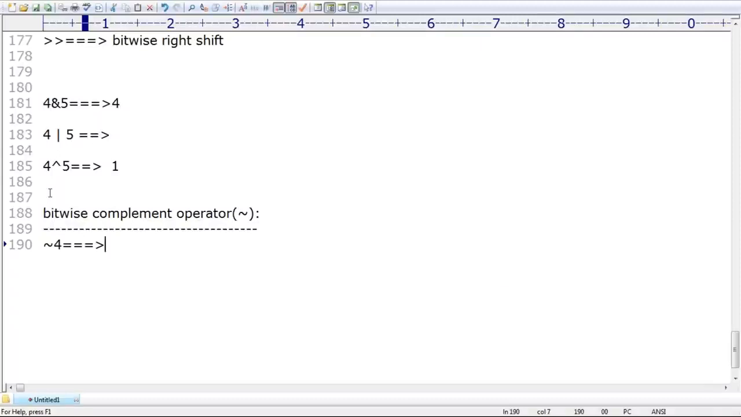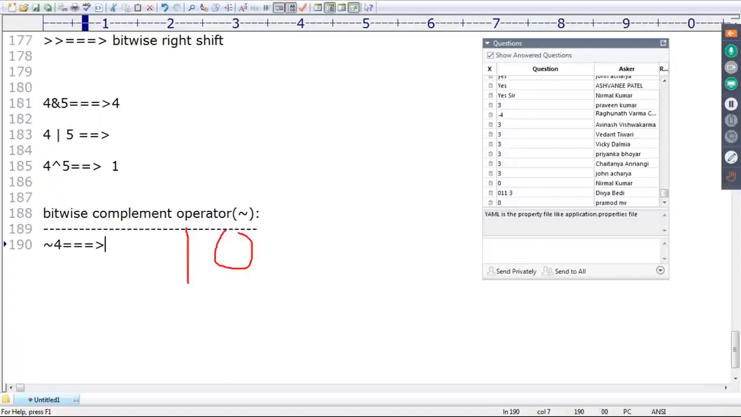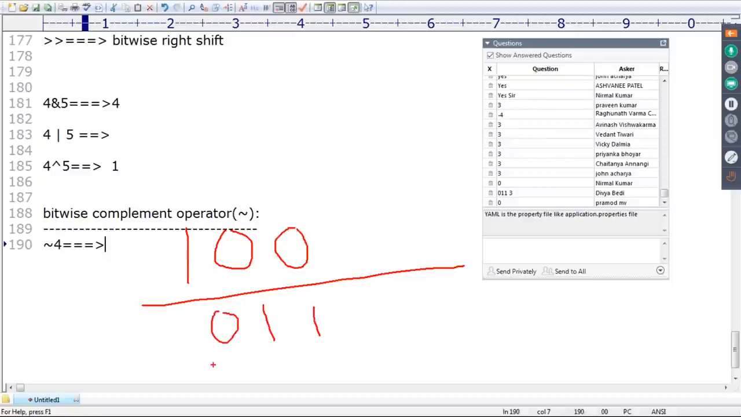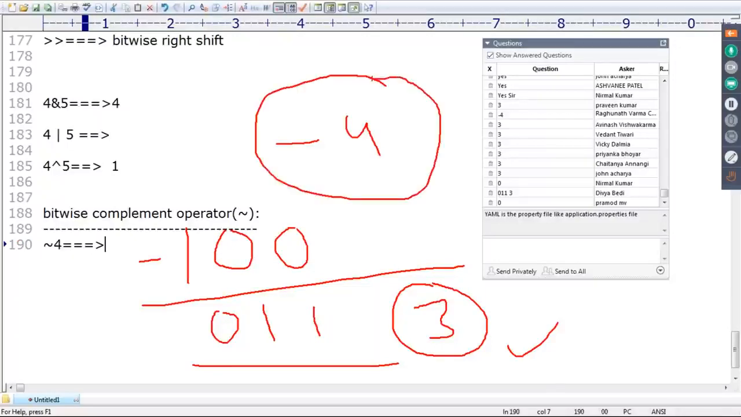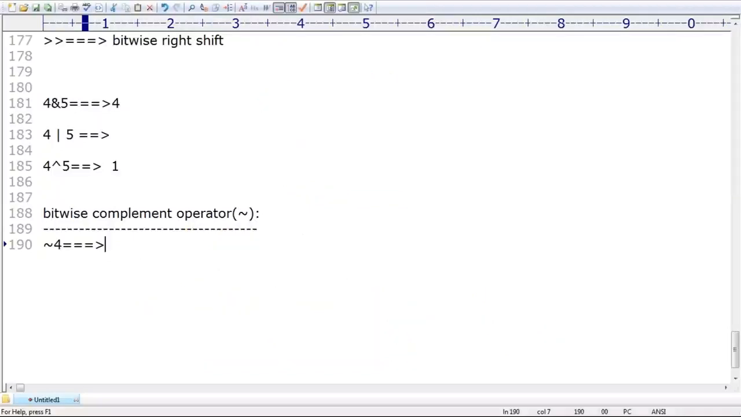Most people are going to feel: 4 means 100, and the complement operator means 0 will become 1, 0 will become 1, 1 will become 0, then automatically 0 1 1 means 3 is the answer. Most people are feeling this. Second possibility: negation means the minus symbol only, so minus 4 is the answer. Some people are feeling like this, but very unfortunately, both are not correct answers.